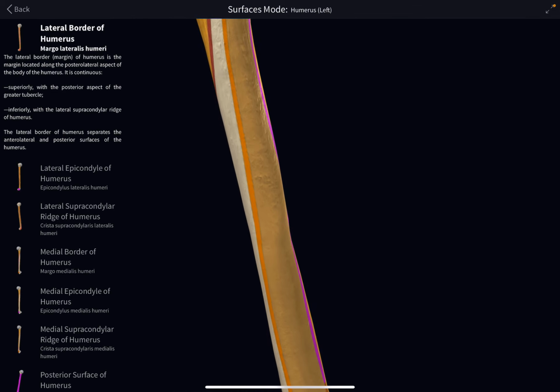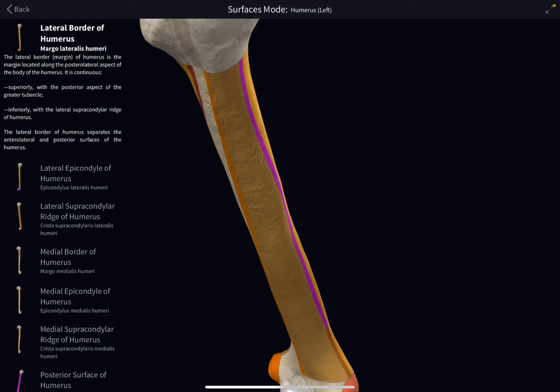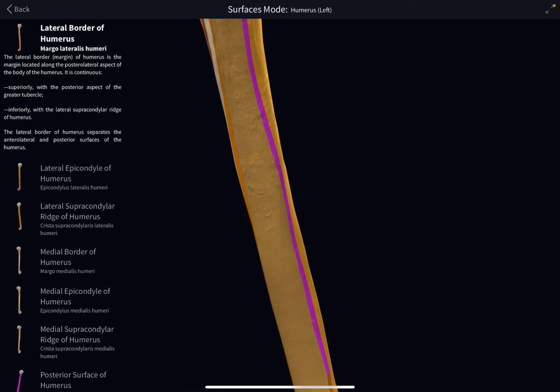Now follow this pink line. In the lower part you can trace the pink line. In the upper part also you can see the pink line. But in the middle part, this pink line becomes faded, and that is exactly where we have the radial groove, also known as the spiral groove. Beyond the spiral groove, the lateral border becomes continuous with the posterior border of the greater tubercle.